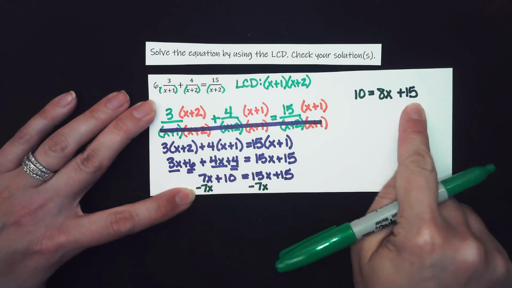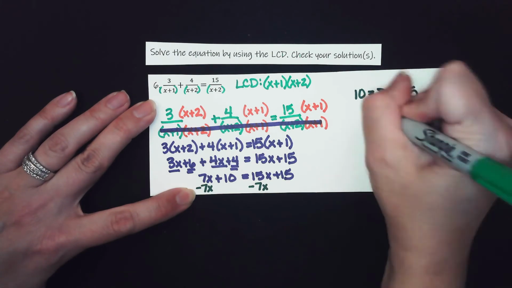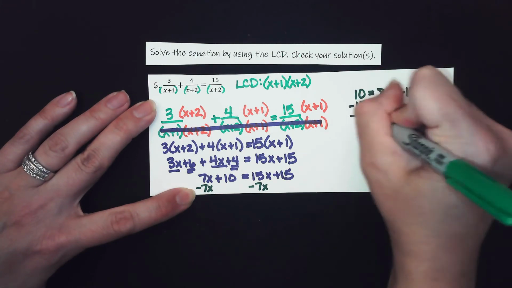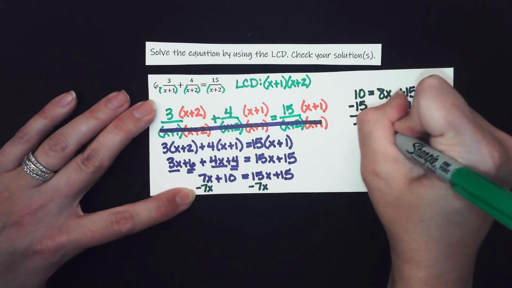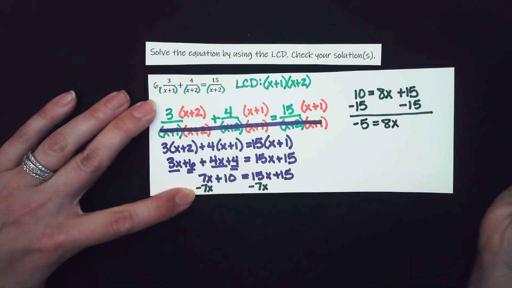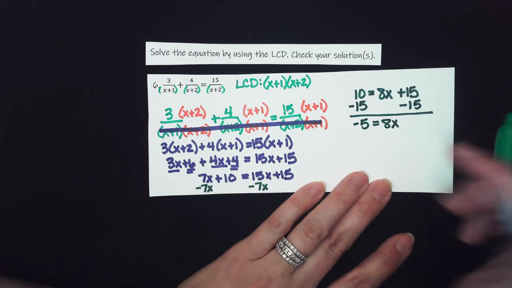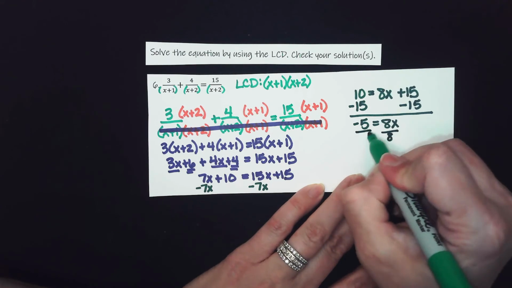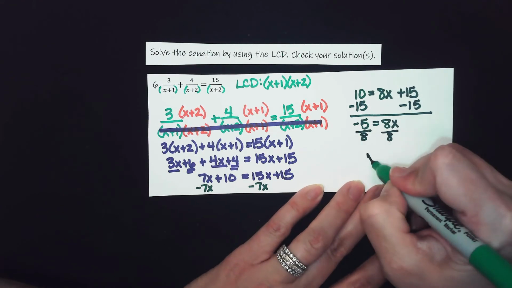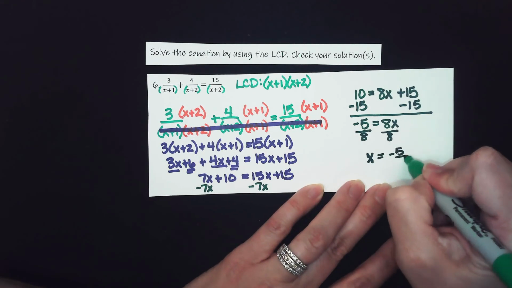Still need to get x by itself, so I'm going to subtract 15. So I get negative 5 equals 8x. To get x by itself, I divide by 8. Okay, so I get x is negative 5 over 8.